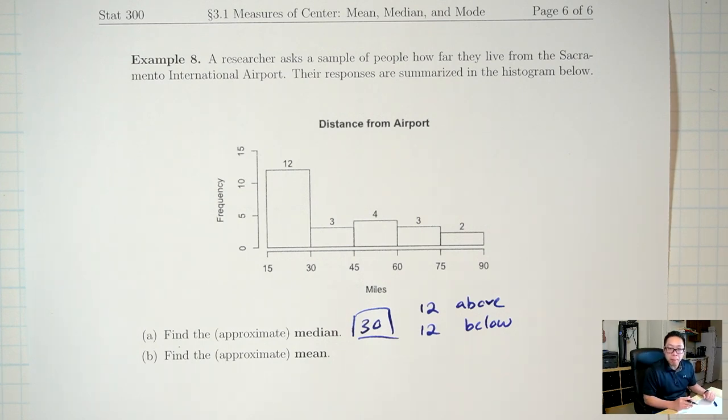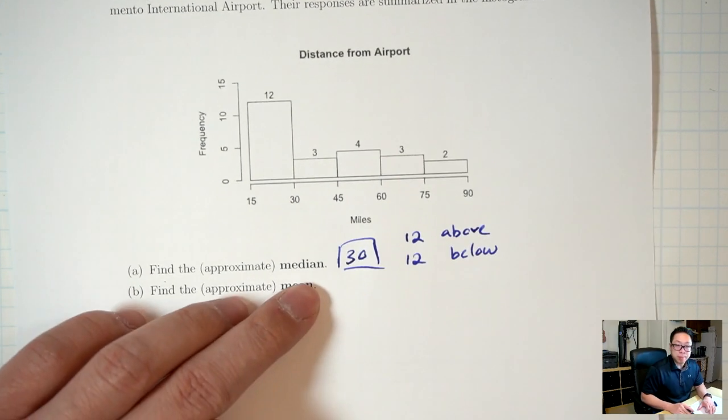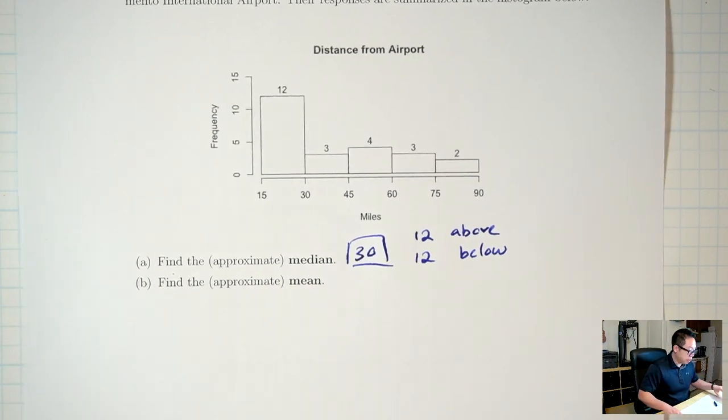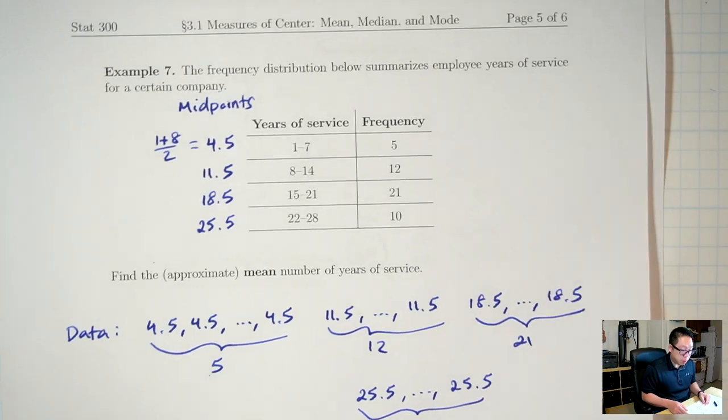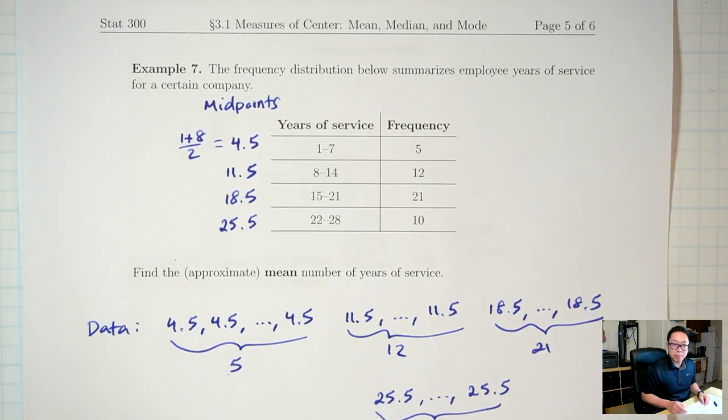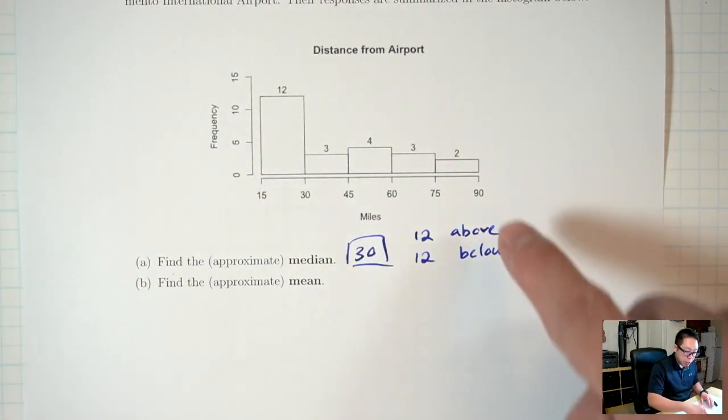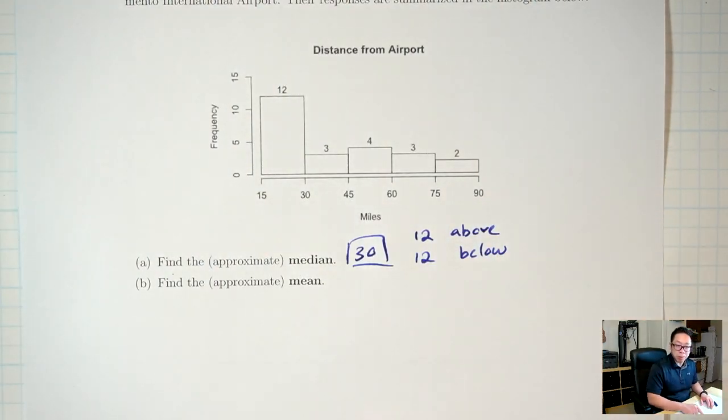What about the mean? Well, we know how to find a mean if we have a table, and we know how to go from a histogram to a table. So that's the idea. We're going to go from a histogram to a table, and then we're going to do exactly what we did in example 7. So let's first make a table.